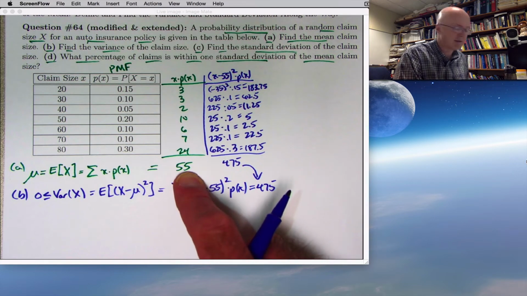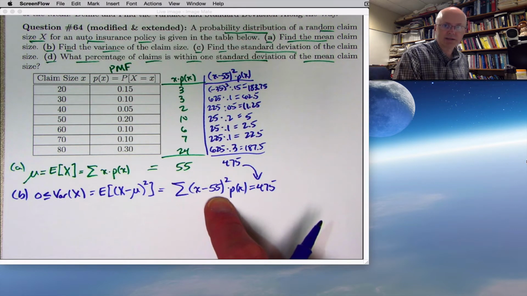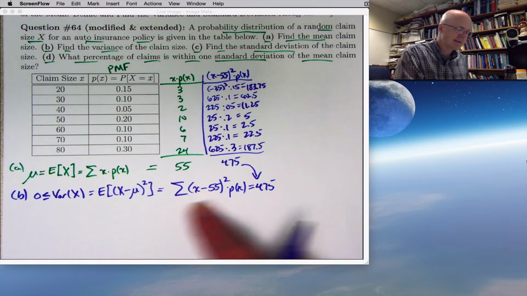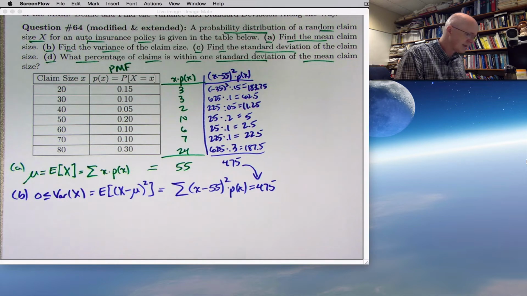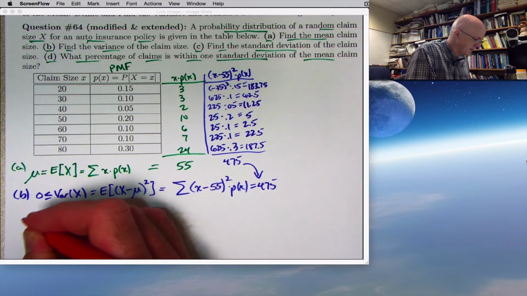We had a nice mean, but if this were 55.23678 or something, then this calculation would be a little bit more of a pain, especially by hand. Let's go ahead and solve part C and D before we talk about that alternative way of doing it though.